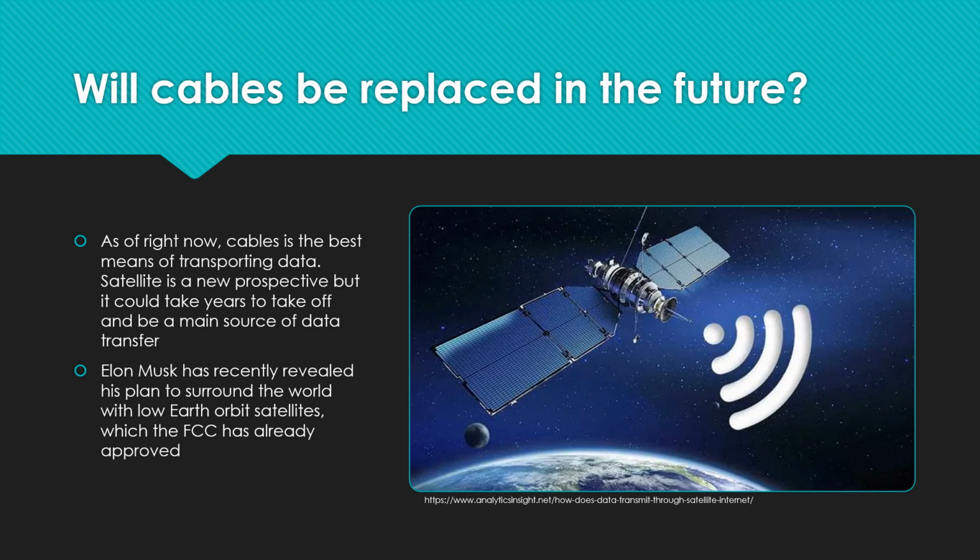The downside to satellites is they may only offer 1,000 megabytes per second, and they do display a high latency. Another downside is cost. Undersea cable technology, despite costing millions on its own, is less expensive than implementing satellites. As of right now, undersea cables and satellite are our only means of transporting data.